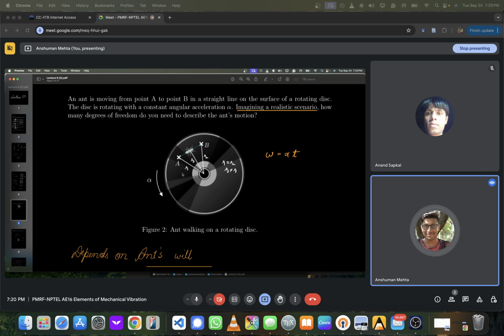So just imagine yourself walking in a straight line on a very highly rotating disk. What will you feel? Okay, this question is about that. Any comments? Okay, so I will go to the solution now.